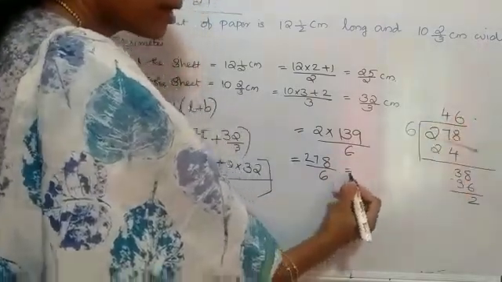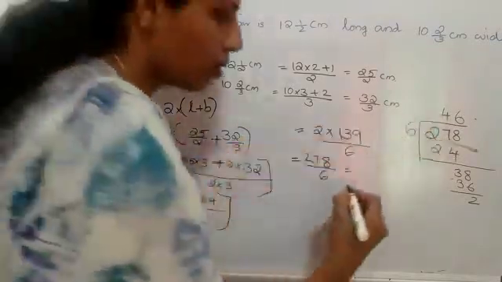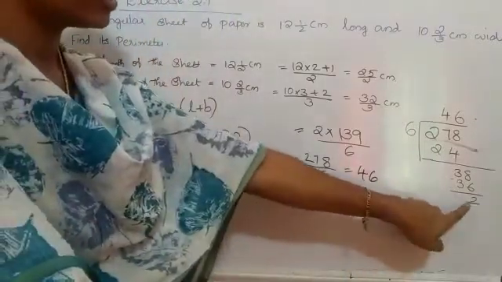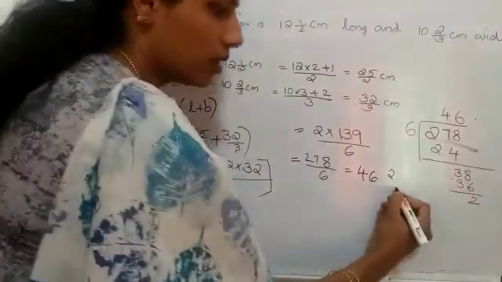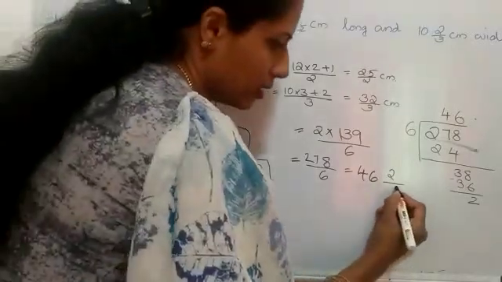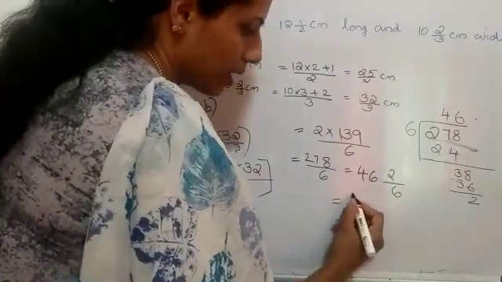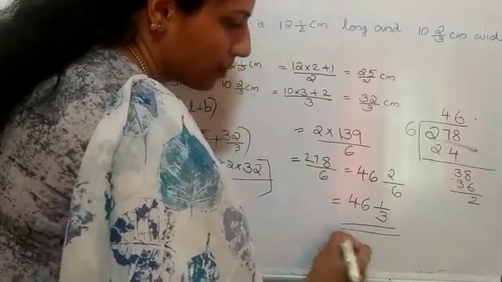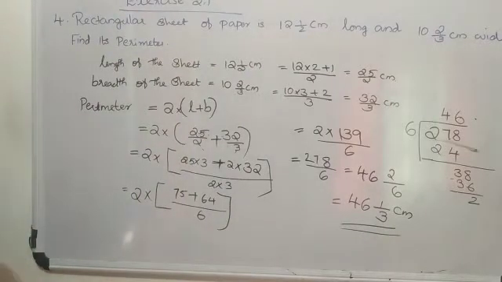So when you are writing the improper fraction into mixed fraction, first write out the quotient part, that is 46. Okay. Now what is the remainder? 2. Write the remainder as a numerator, 2 divided by, here what is the divisor? 6. Write it as 2 by 6. Okay. Now see this 2 by 6, we can again cut it out. 46 and 1 by 3 centimeter. Okay, clear? Okay.